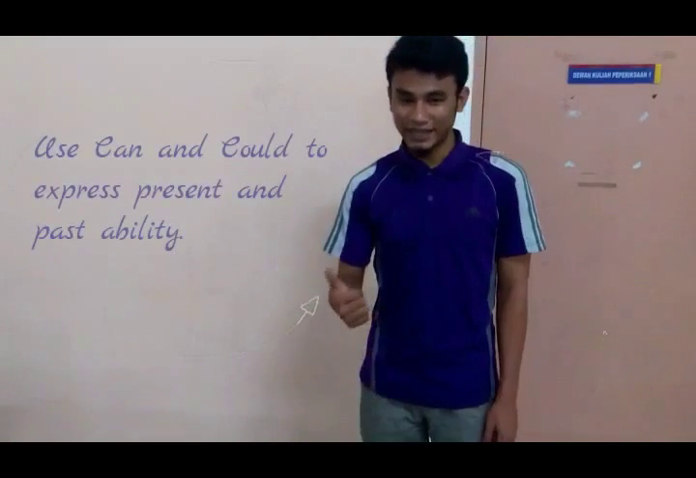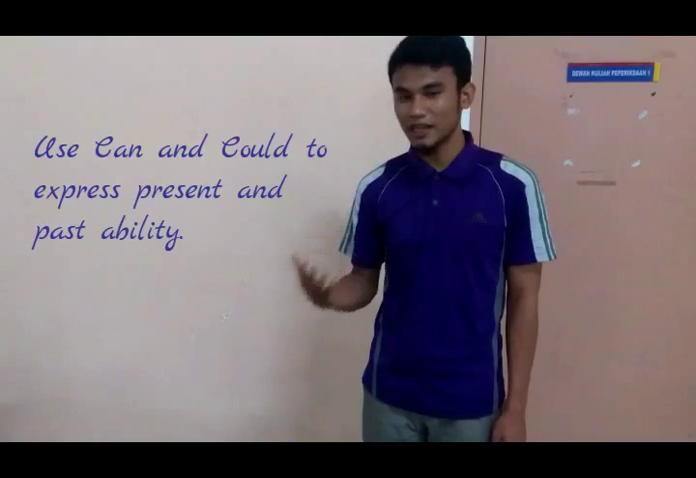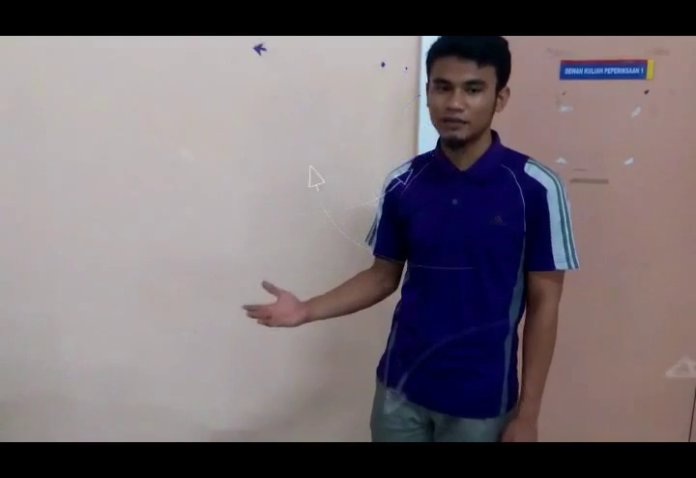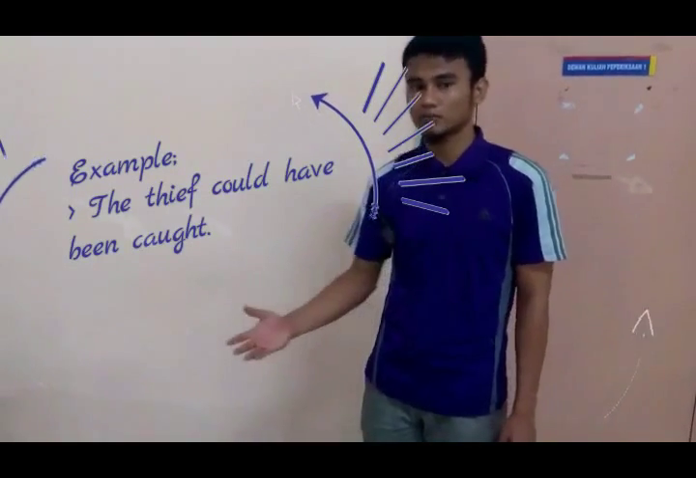Next, use can and could to express present and past ability. For example, the sentence is: Suspects can be kept in jail. The thief could have been caught.